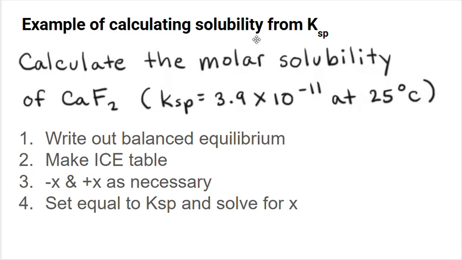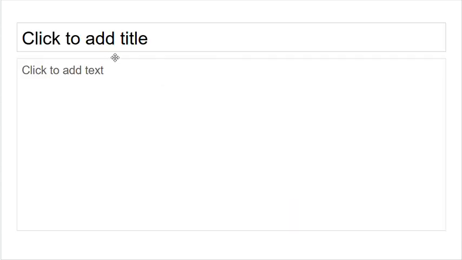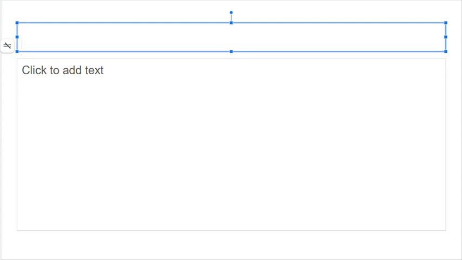So, example of calculating the solubility. We need to find the moles per liter, the molar solubility, of CaF2. This is going to be: write out the balanced equation, make an ICE table, set equal to Ksp, and solve for x. Okay, I'm going to make a new slide, and we're going to do this one together. So let's go for it.